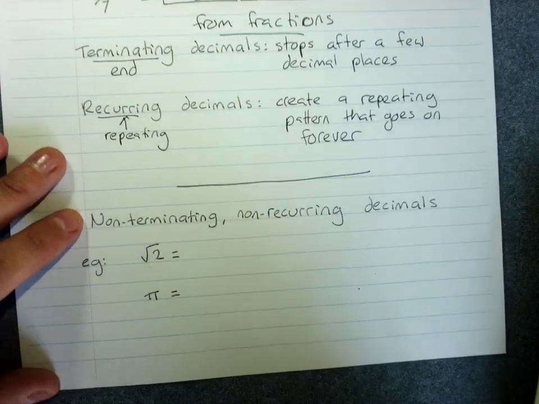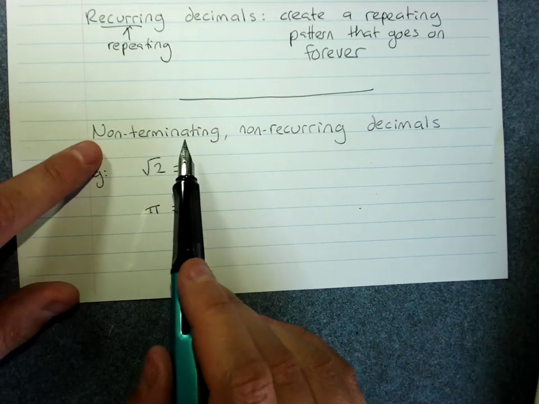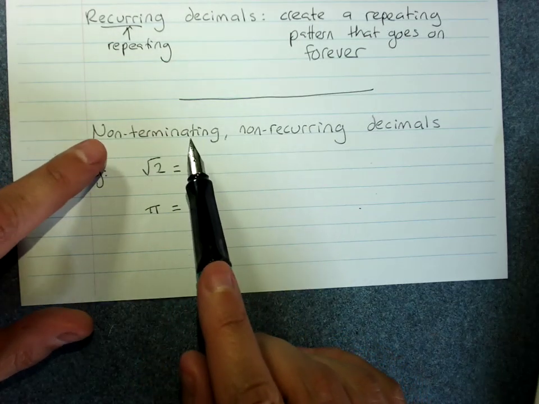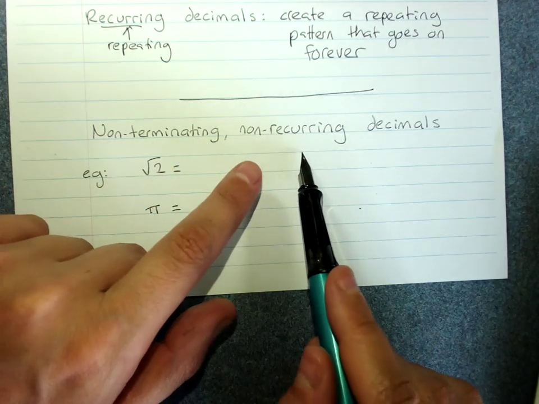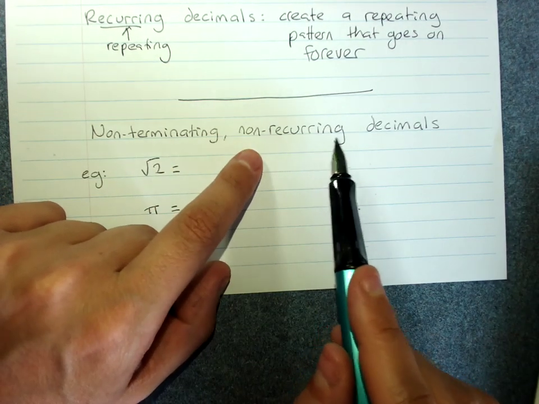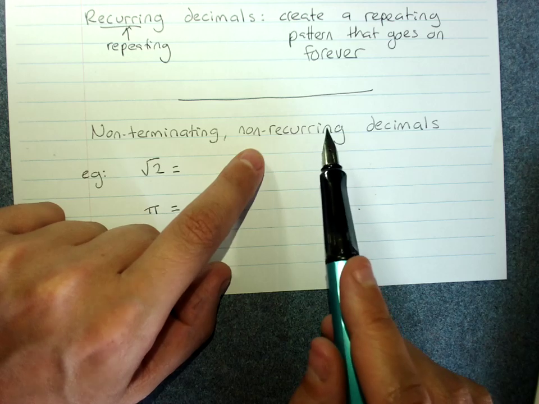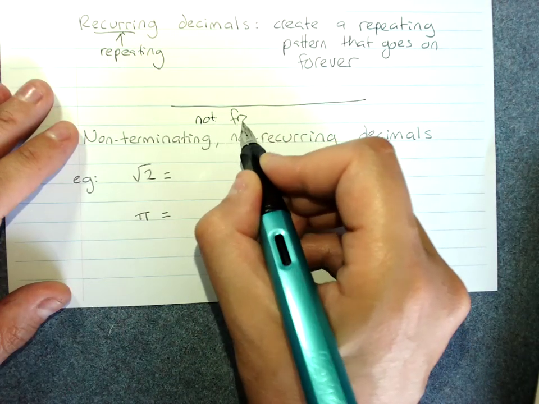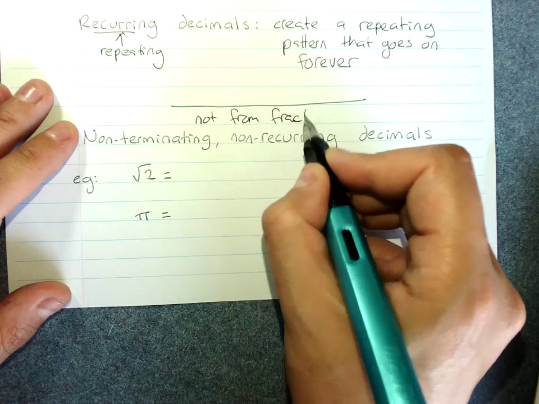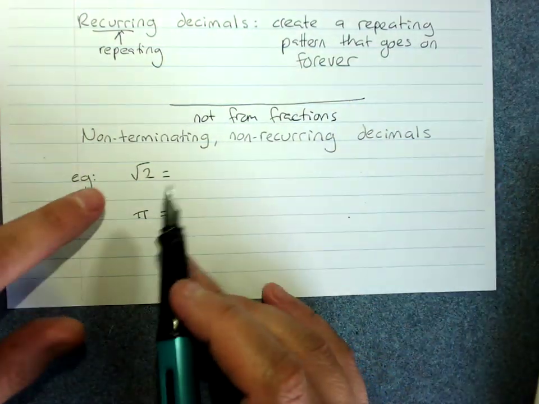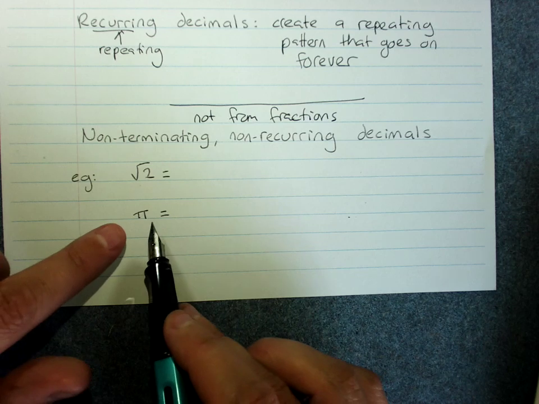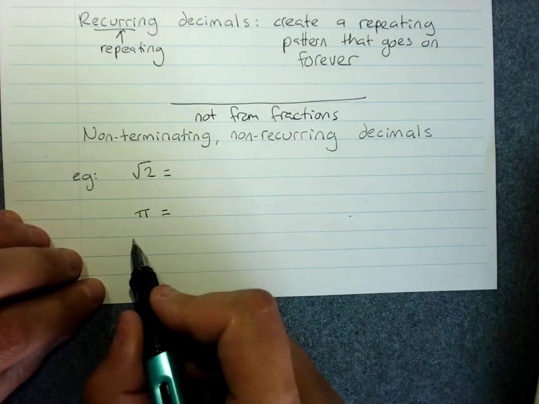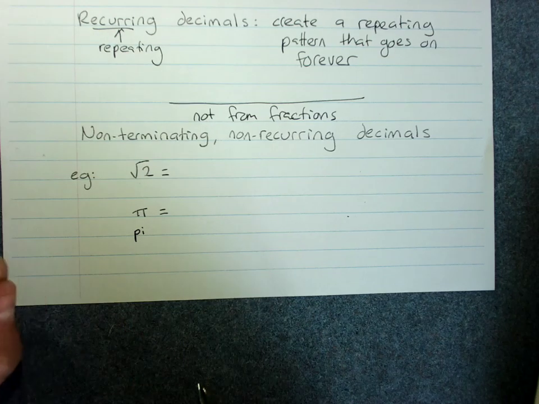Because the other sort of decimal is non-terminating and non-recurring. Non-terminating means it doesn't stop. Non-recurring means it keeps going forever and ever and ever in its decimal places. And these do not come from fractions. These come from things like square roots and a particular special number called pi.